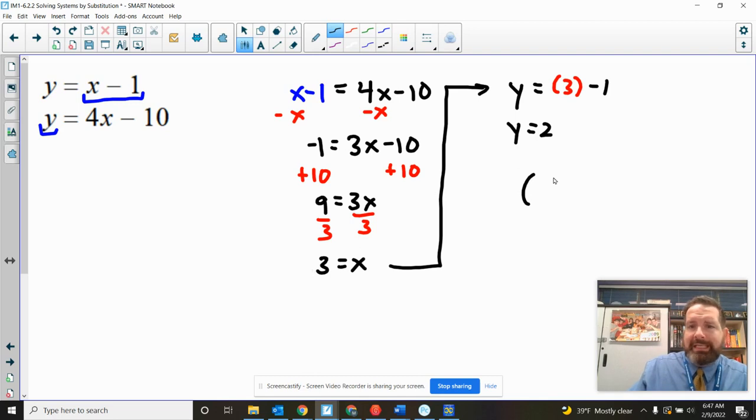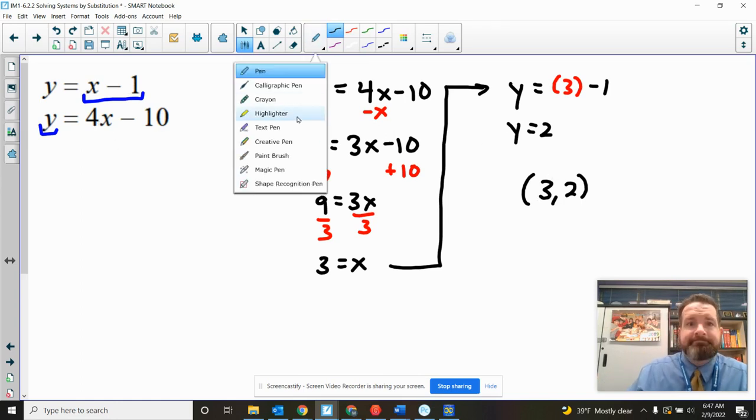So for the solution, list the x number first always, the y number second always, and let's now check it, make sure it works. 3 minus 1 is 2. That works out. 4 times 3 is 12. 12 minus 10 is also 2. Checks out.